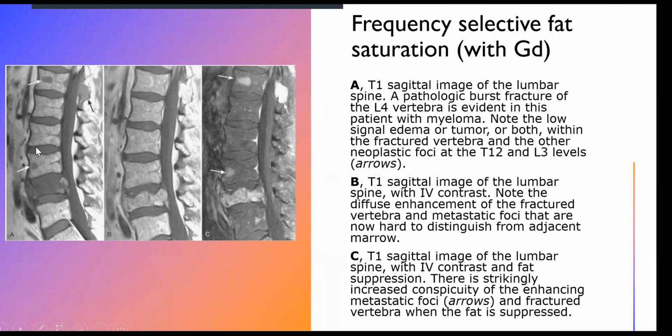So the T1 here of the lumbar spine, a pathologic burst fracture of the L4 vertebra is evident in a patient known case of myeloma with compression fracture of L1. Now note the low signal intensity of edema or sometimes a tumor or both within a fractured vertebra. So in the middle one, of the same patient, the lumbar spine with IV contrast, note the diffuse enhancement of the fractured vertebra with metastatic foci, these dots are the metastatic foci, are now hard to distinguish from the adjacent marrow.